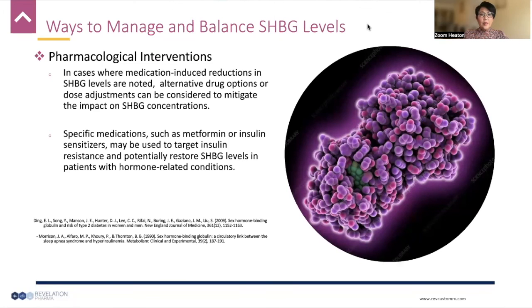Pharmacological interventions: in cases where medication-induced reductions in SHBG levels are noted, alternative drug options or dose adjustments can be considered to mitigate the impact on SHBG concentrations. So specific medications like metformin or insulin sensitizers can be used to target insulin resistance and potentially restore SHBG levels in patients with hormone-related conditions.